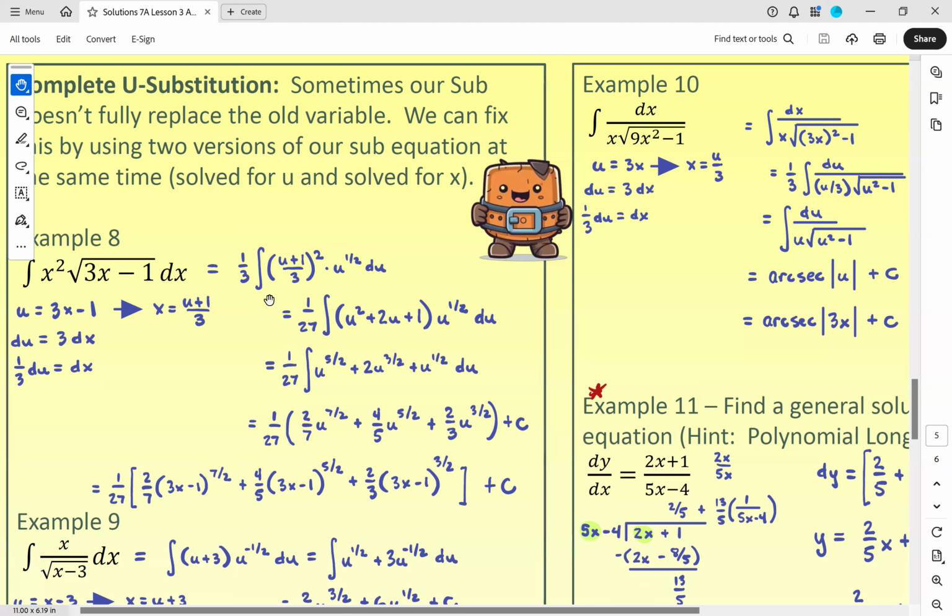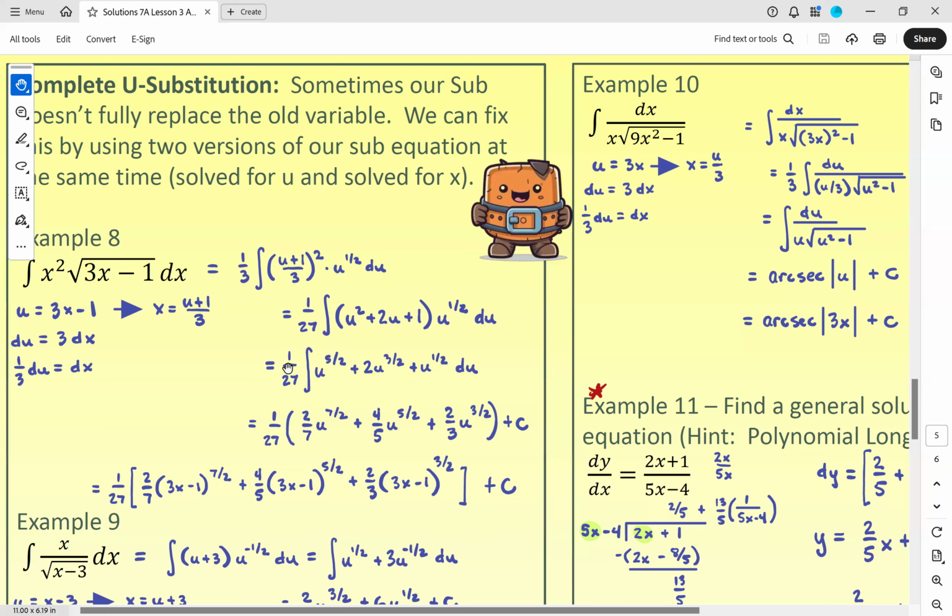This thing still looks kind of nasty. We probably want to clean it up a bit before we do any calculus. So I'm going to very carefully square u plus 1 over 3. The 3 squared can come outside with the 1/3 that was already living there. So now I've got u squared plus 2u plus 1 multiplied by the u to the 1/2. And I'm still not done manipulating. I'm going to distribute the u to the 1/2 through here. And finally, at this third line of work, we have something that we can actually integrate.